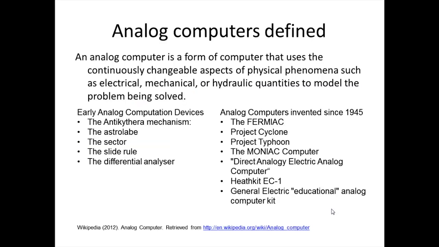The following is quoted from the Analog Computer article found on the Wikipedia site. The URL for this page can be found at the bottom of the slide. So, quote, an analog computer is a form of computer that uses the continuously changeable aspects of physical phenomena, such as electrical, mechanical, or hydraulic quantities, to model the problem being solved. In contrast, digital computers represent varying quantities symbolically as their numeric values change.